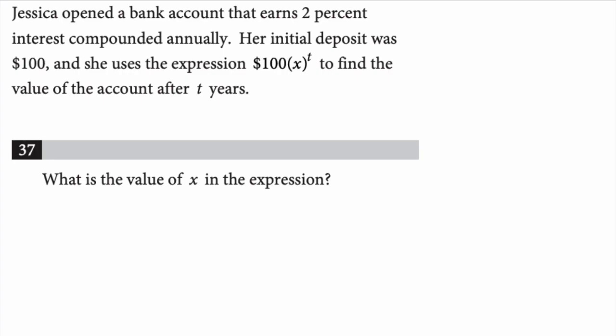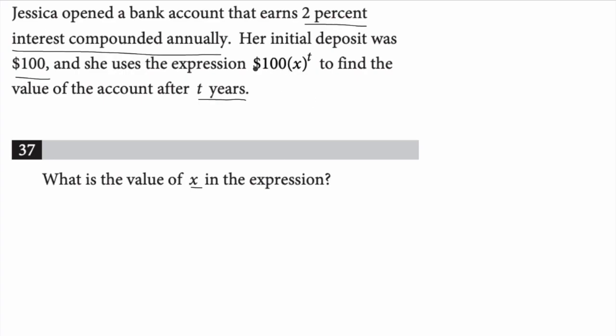So Jessica opened a bank account that earns 2% interest compounded annually. Her initial deposit was $100. And she used the expression 100 times x to the power of t to find the value of the account for t years. What is the value of x in the expression?